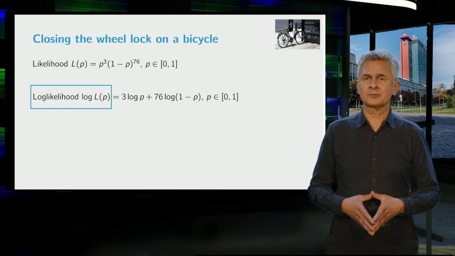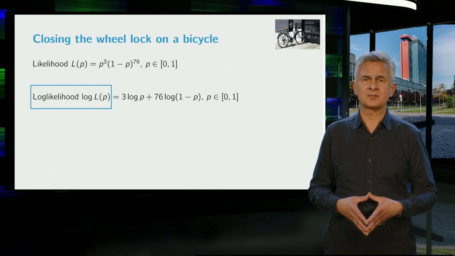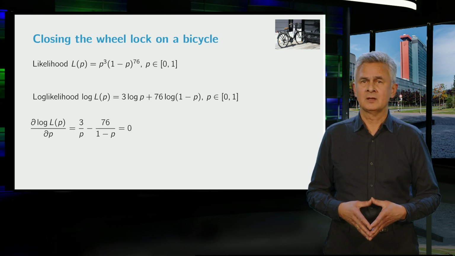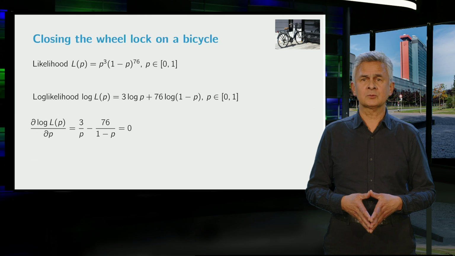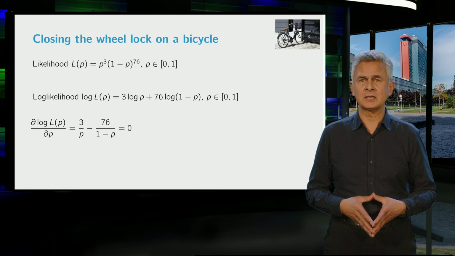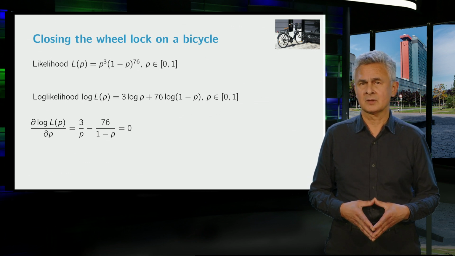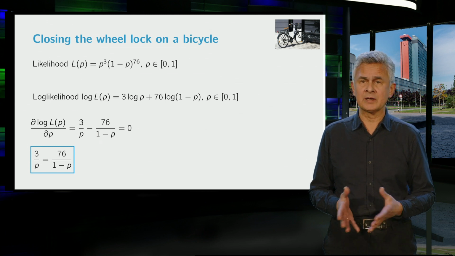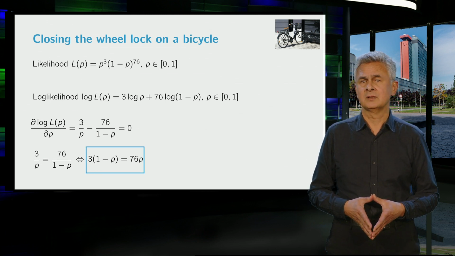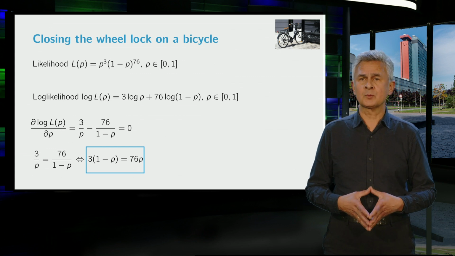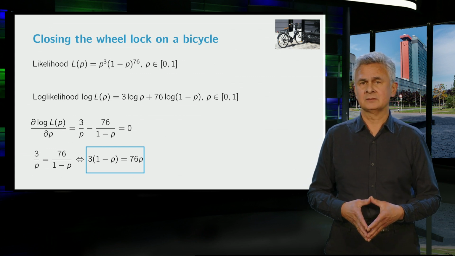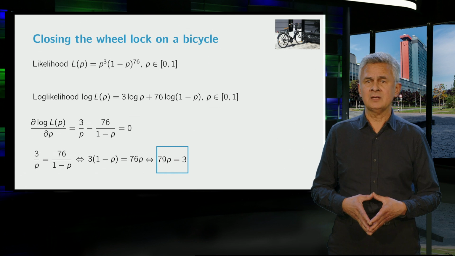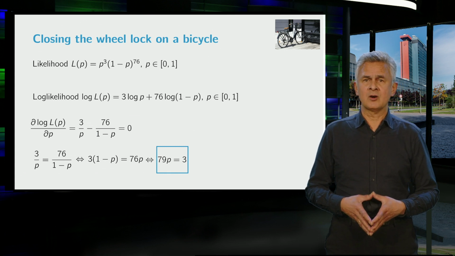Now let's find out for which p this attains its maximum. We differentiate the log likelihood with respect to p and set it equal to 0. Getting rid of fractions, this can be turned into the following equation. And after putting all terms with p on one side, we find p equal to 3 over 79.